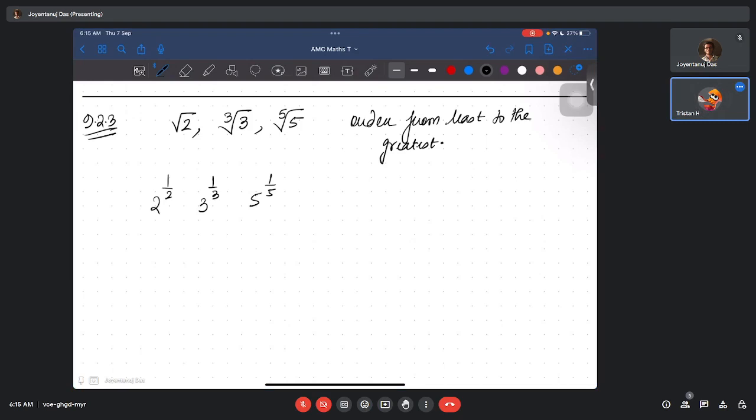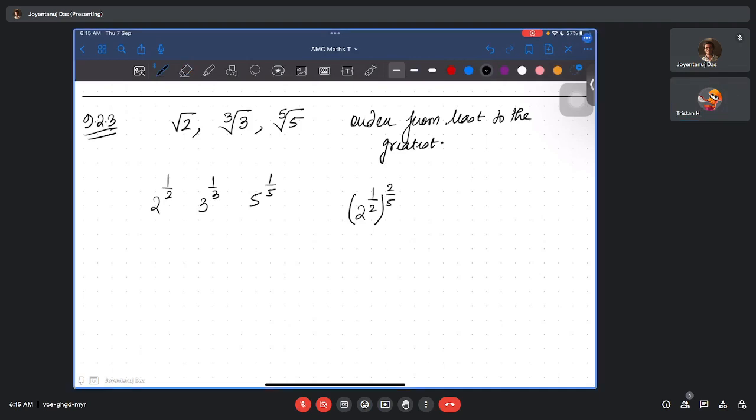Oh, so you put 2 to the power of half, put that to the power of 2/5. No, I don't understand. Tell me, I will write down 2 to the power. 2 to the power of half would be in parentheses, put to the power of 2/3, I mean 2/5. Why? To make the exponent the same.